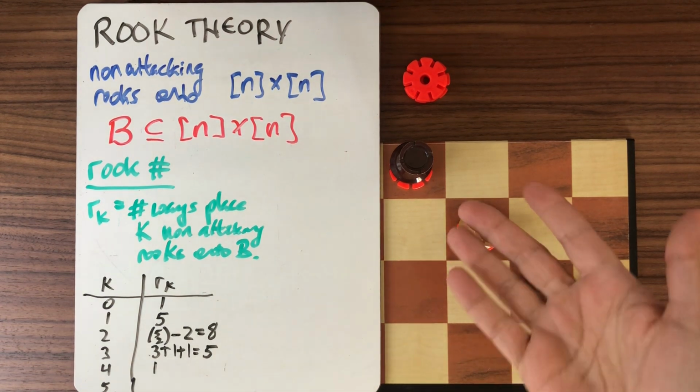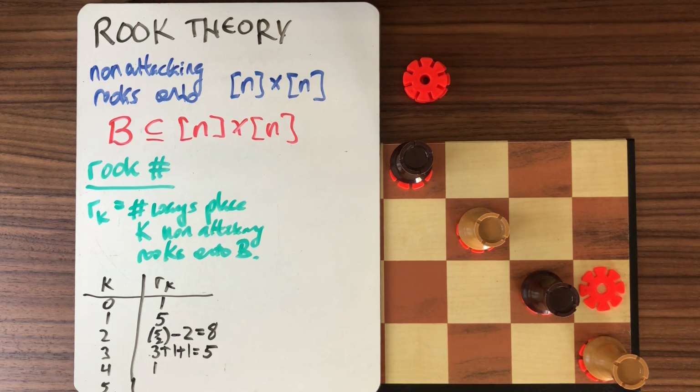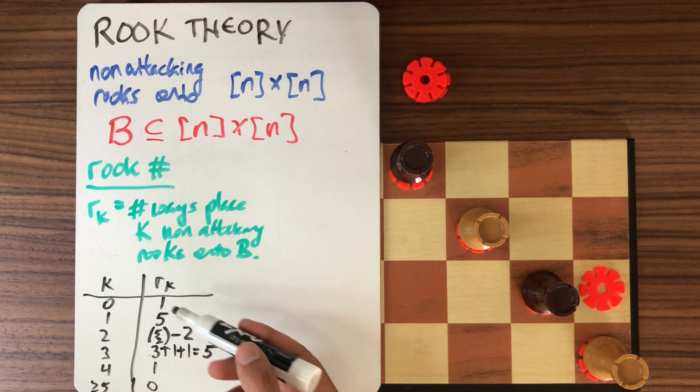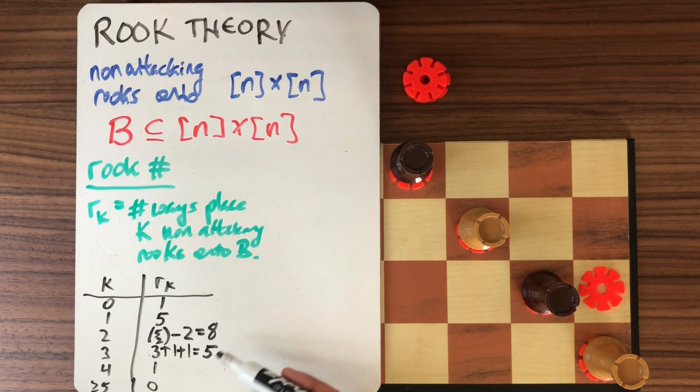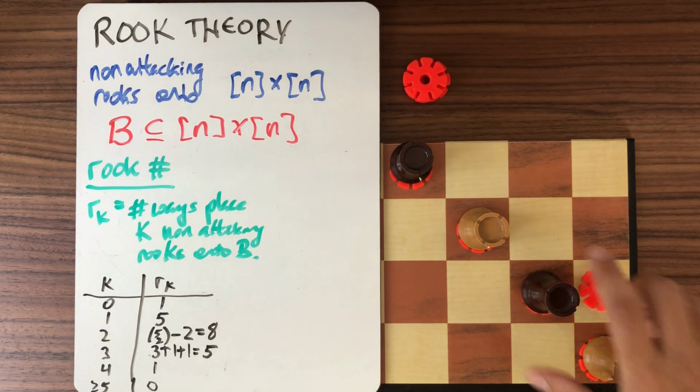And now, of course, I only have 4 rooks, but I have a 4x4 board. So for n greater than or equal to 5, I'm not going to get any rook placements. And now let's notice this is actually a really nice unimodal sequence, 1, 5, 8, 5, 1. So these rook numbers are particularly nice.